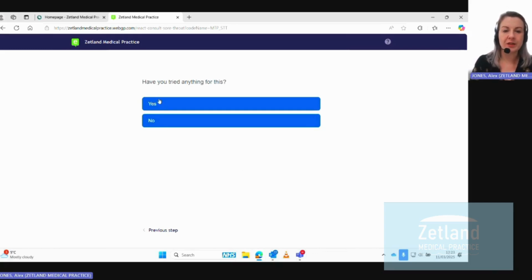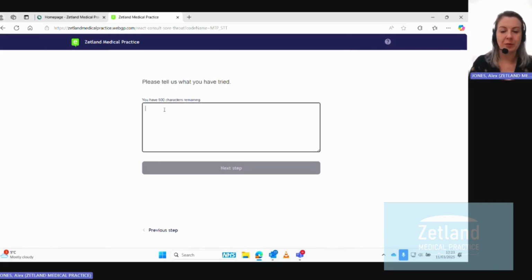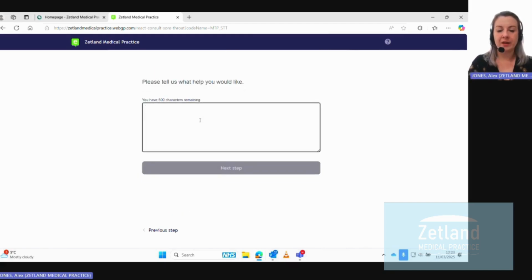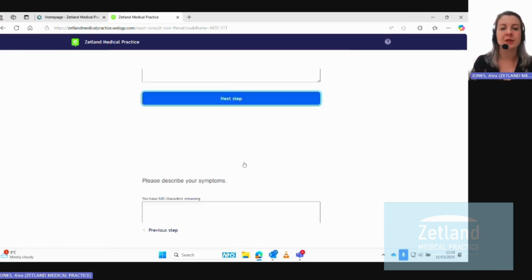Have you tried anything for this? You could say yes, you can write in there. It might be that you've tried painkillers from the chemist, or whatever you want to write. Any particular help you would like? Again, you might say, yes, I think I need antibiotics, because often by the time people are coming to us, that is what they feel they need. Most people are pretty sensible and have done the basics first.